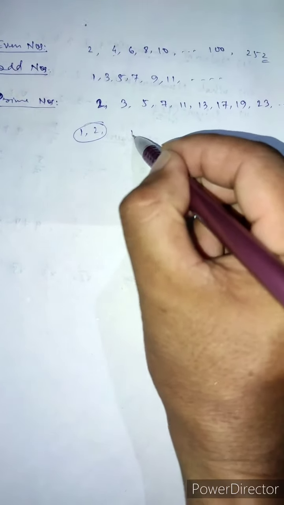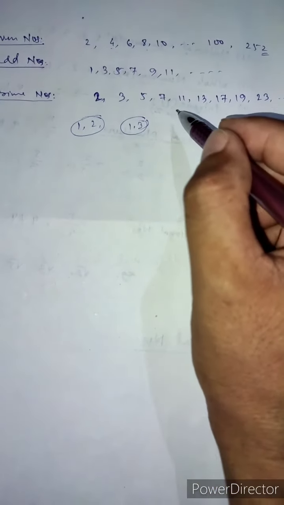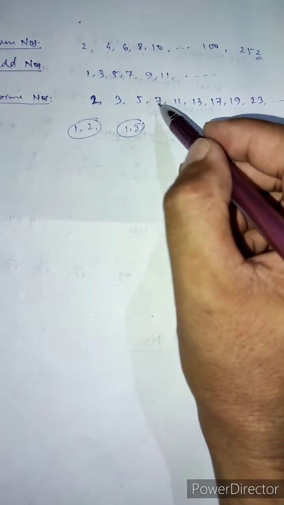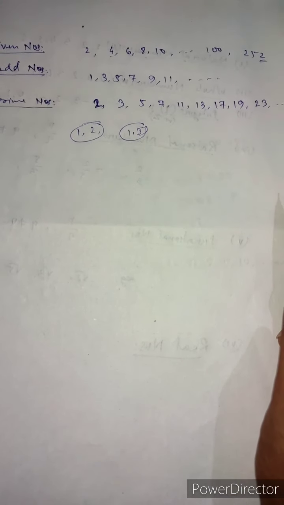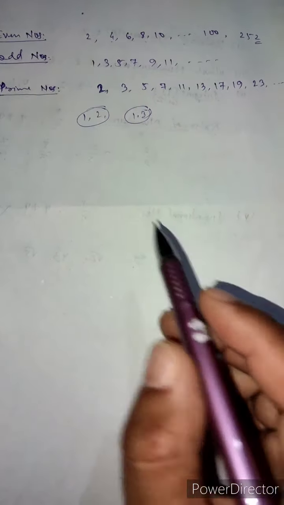Similarly, 3 has only two factors, 1 and 3, no more than this. Similarly, 5 has only two factors, 1 and 5, and so on. And that is why these numbers are called prime numbers. Then we go to relatively prime numbers.